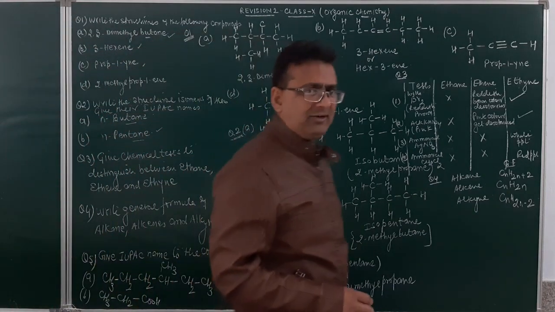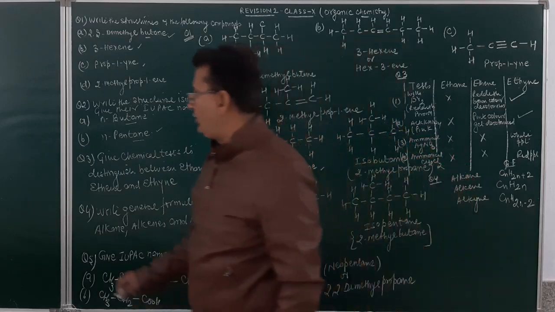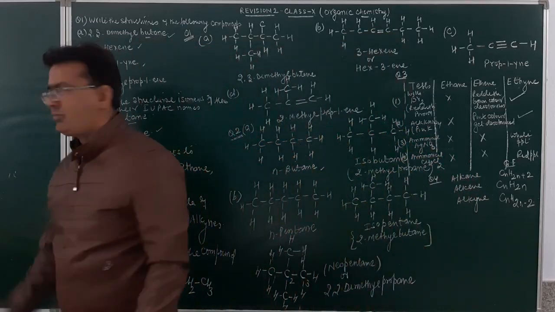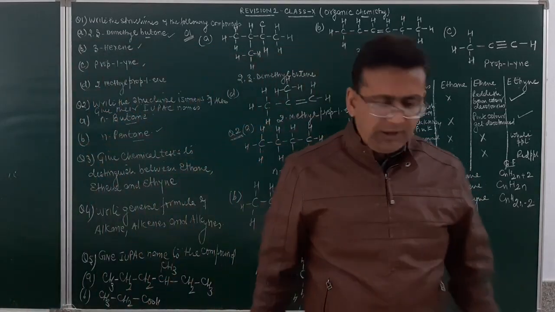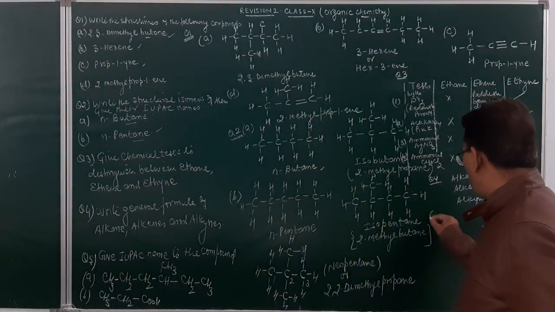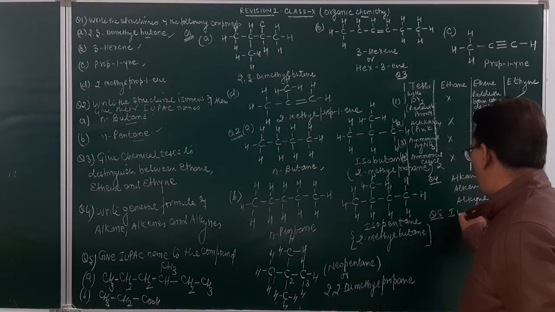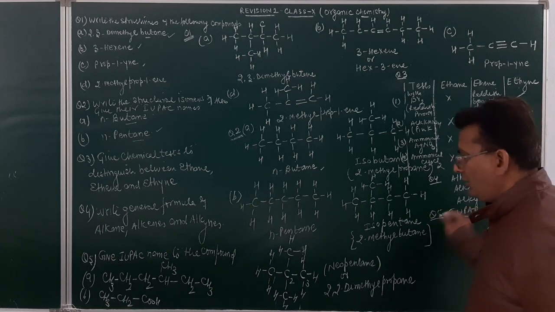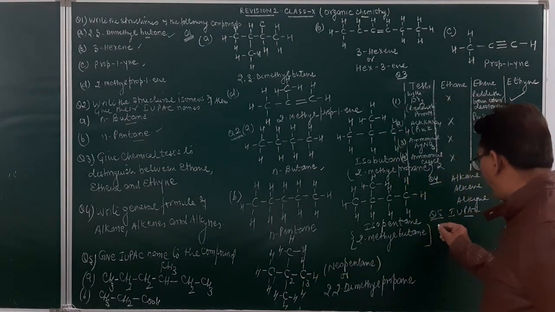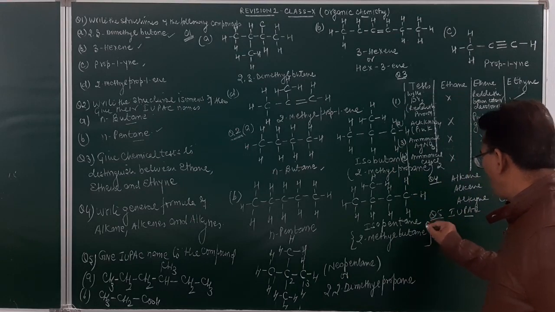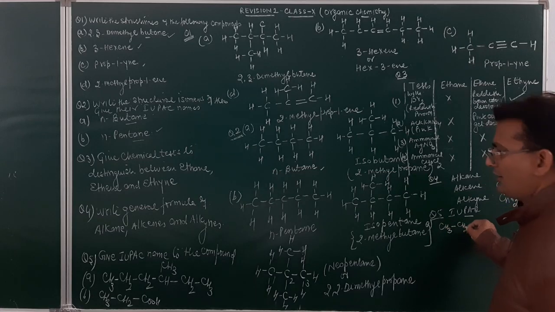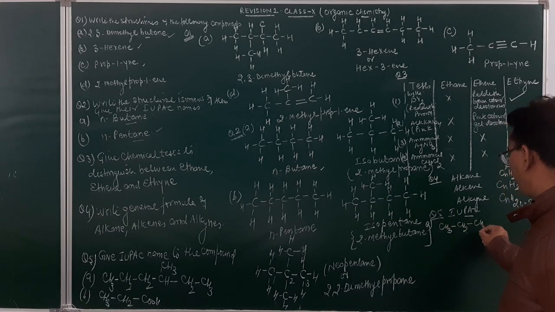Now look at the last question, question number 5: give the IUPAC name of the compound. Look at this one. The structure given here, the first part, is CH3, then CH2, then again CH2 and then CH. This is CH3 and then CH2 and then CH3.